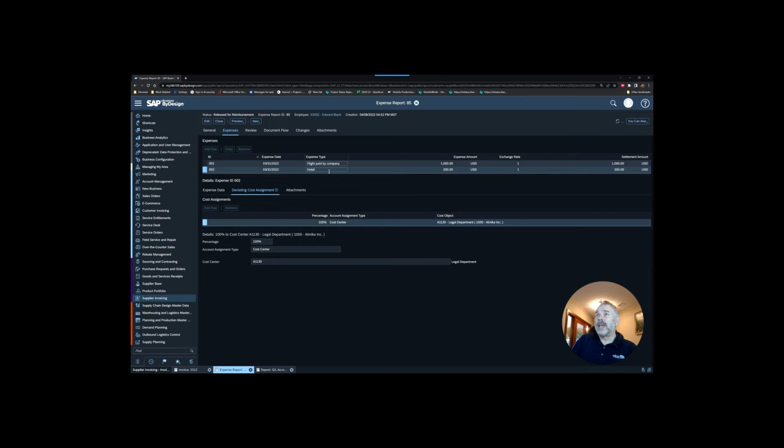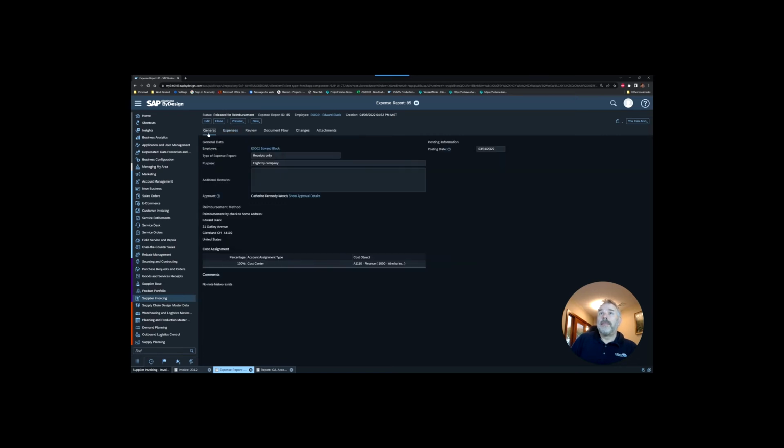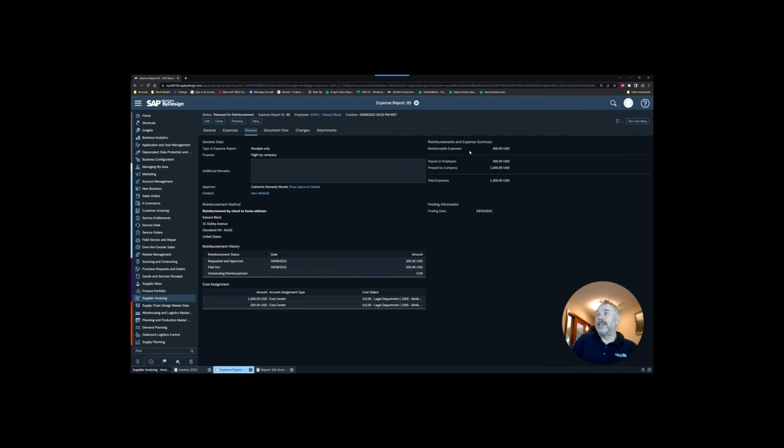He did that in both cases, and this could just as easily have been a project code, so very useful if you're doing project accounting, and it's not until the expense report is being done that you know which project those expenses are going to be coded to. And if we look at the overview of this, we can see that the reimbursable to the employee is only $200 because of the way he coded this expense report. $1,000 was prepaid by the company. So those are the two events that happened.